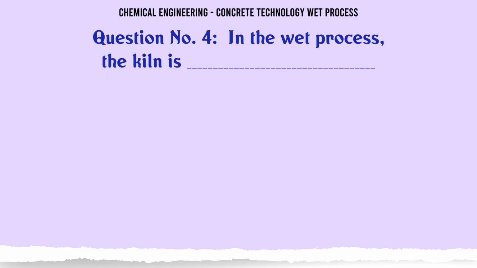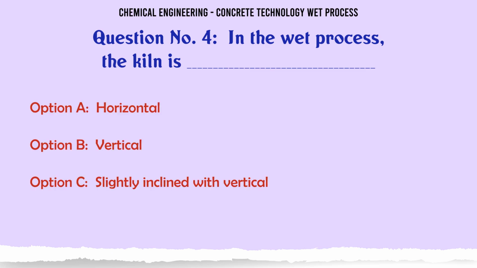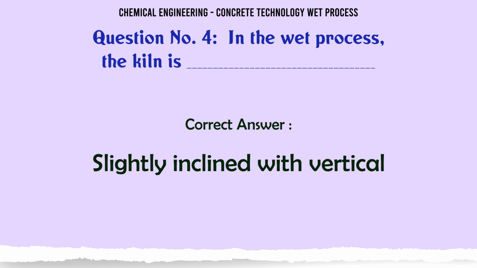In the wet process, the kiln is A. horizontal, B. vertical, C. slightly inclined with vertical, D. slightly inclined with horizontal. The correct answer is slightly inclined with horizontal.